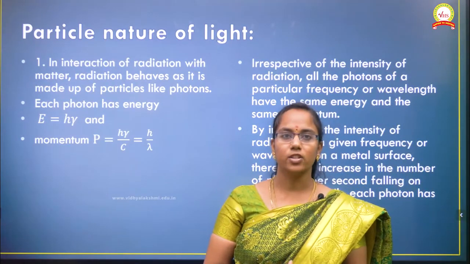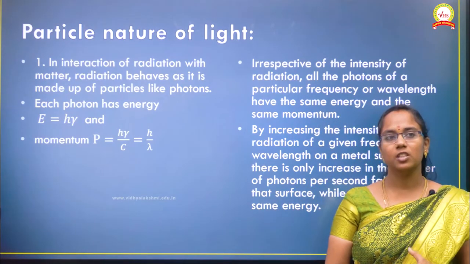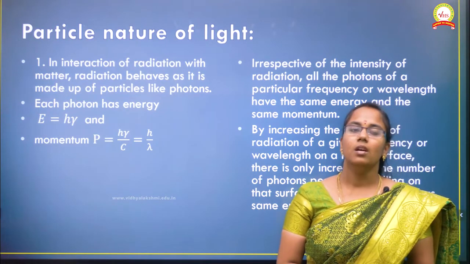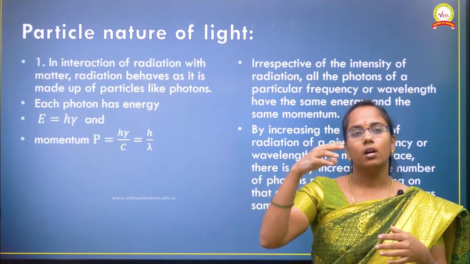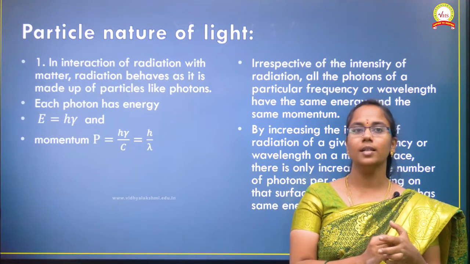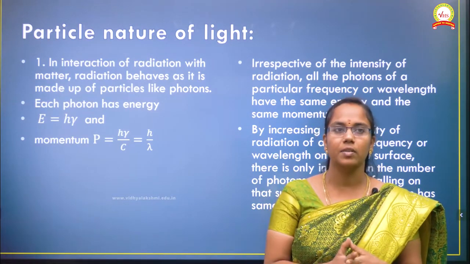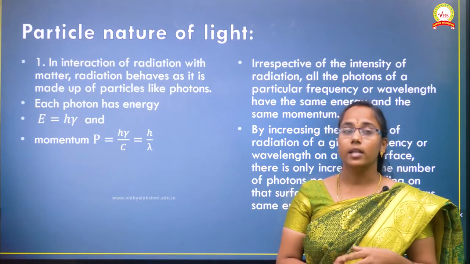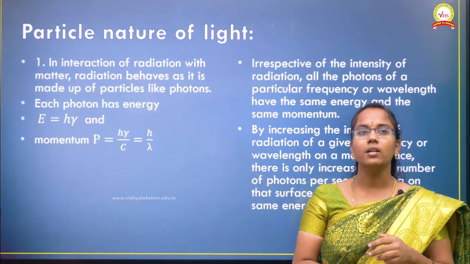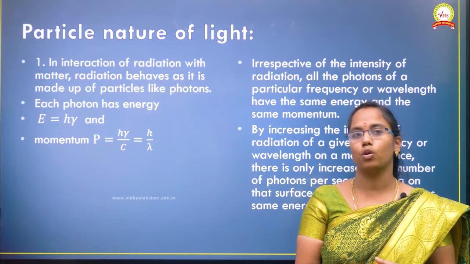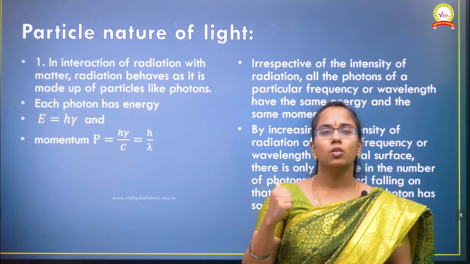So firstly, particle nature of light. The very first property is, in interaction of radiation with matter, radiation behaves as if it is made up of particles like photons. The meaning is, like in the photoelectric effect experiment we have seen, we have a metal surface and on it we make light from different light sources fall, right? Then on receiving the light, the metal surface will be emitting electrons. So the first property tells us that in interaction of radiation with matter, whenever light source radiation is falling on matter, a metallic plate, radiation behaves as if it is made up of particles like photons. Light is made up of small quanta of particles known as photons. Okay, so that is the first property.